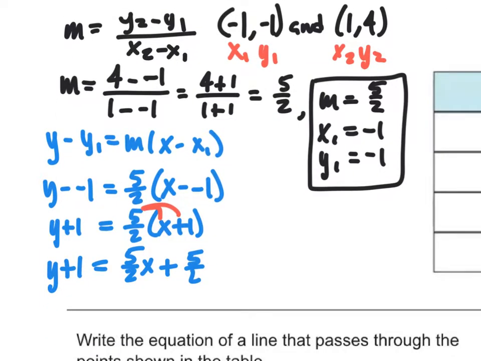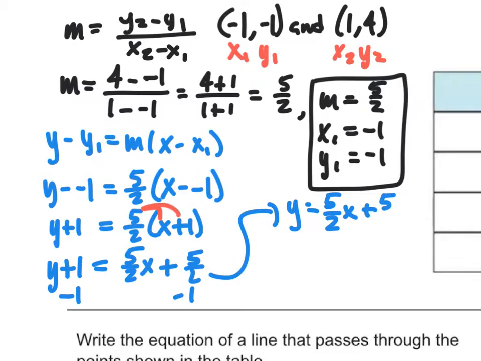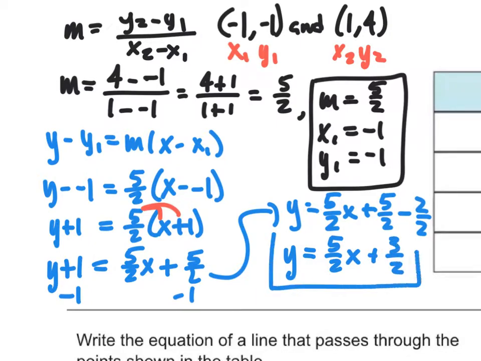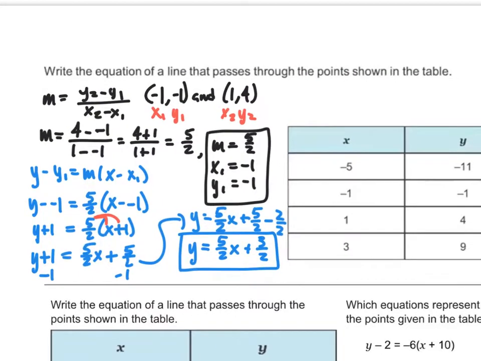Then I'm going to subtract 1 from both sides, and that gives me y is equal to 5 halves x plus 5 halves minus 2 halves. I gave it a common denominator, 5 halves minus 1, which is 5 halves minus 2 halves, and so then I have the equation y is equal to 5 halves x plus 3 halves. And that's our equation. So even though you're not given exactly 2 points, you can choose any 2 points on here to help you write the equation of that line, but it does involve some algebra here.